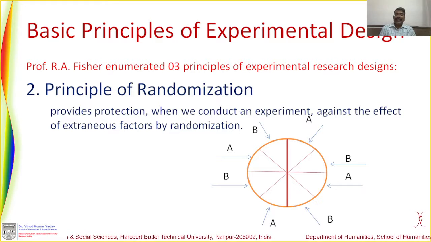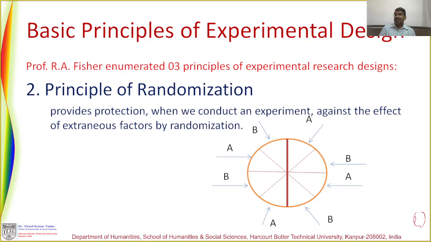And you may say that A rice has high productivity as compared to B, but this result may be based on high fertility of soil, and B may be based on low fertility of soil. So your experiment may not give you a very correct result. So the principle of randomization is used to provide protection when we conduct an experiment against the effect of extraneous factors.